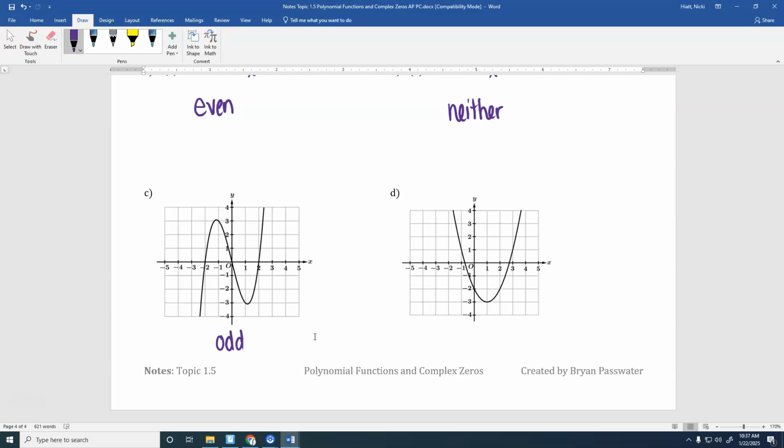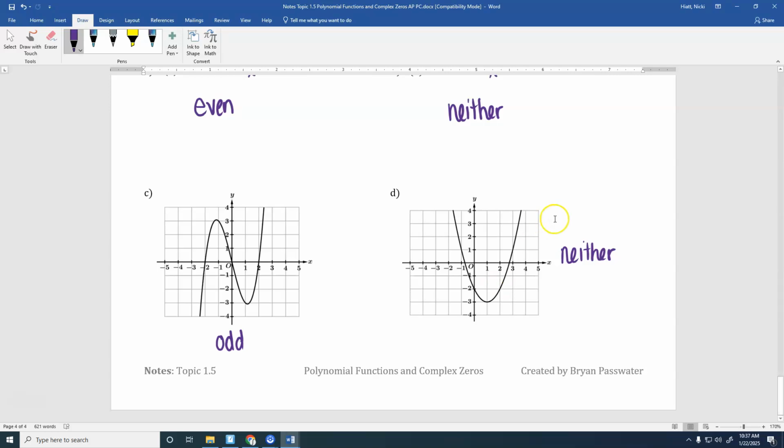What about D? Neither. It is not symmetric about the y-axis. It does have like a vertical line of symmetry, but it's not the y-axis. If you fold this in half on the y-axis, sides do not match up. It definitely does not have 180-degree rotational symmetry, because if you rotate that 180 degrees, it's going to be upside down for that.